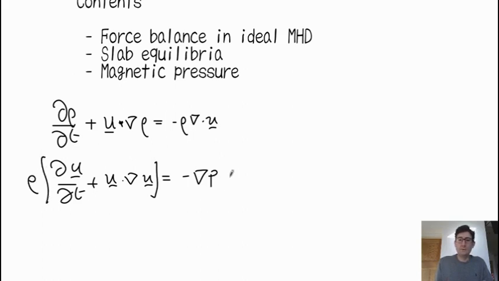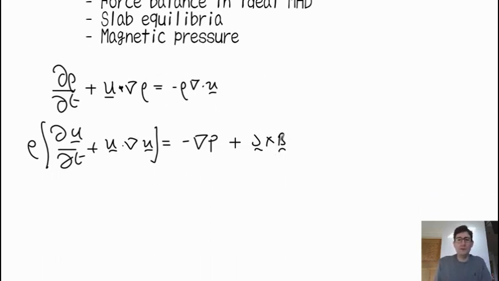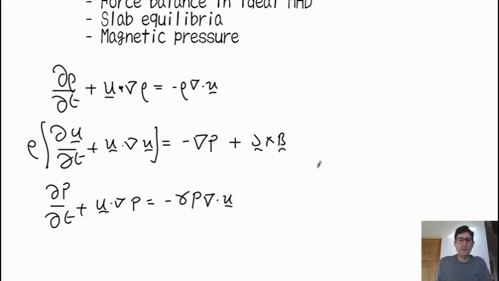Now we have the pressure force, and we have a J cross B force. This comes from the electromagnetic forces on a conducting fluid. So we have a current being carried by the fluid, and it's sitting in a magnetic field, and that creates a Lorentz force. And then we have finally the pressure equation, with the ratio of specific heats, gamma, P, and then a divergence of u. And then the auxiliary equation we're using is Ampere's law.